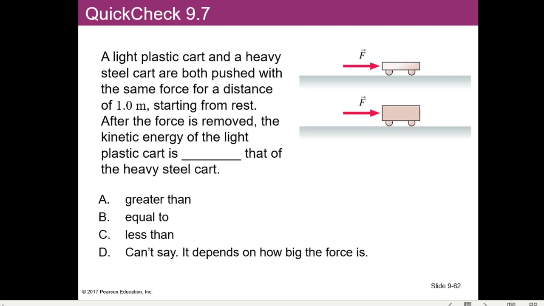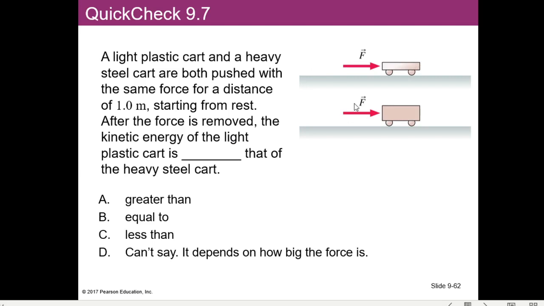Okay. We've got a light plastic cart and a heavy steel cart, both pushed with the same force for a distance of the same 1 meter starting from rest. And we want to know what the final kinetic energy of each of those two things is compared with each other. Well, if we've got the same force pushed over the same displacement, it's got to be the same change in kinetic energy. All right, so I'm going to say that they're exactly equal.